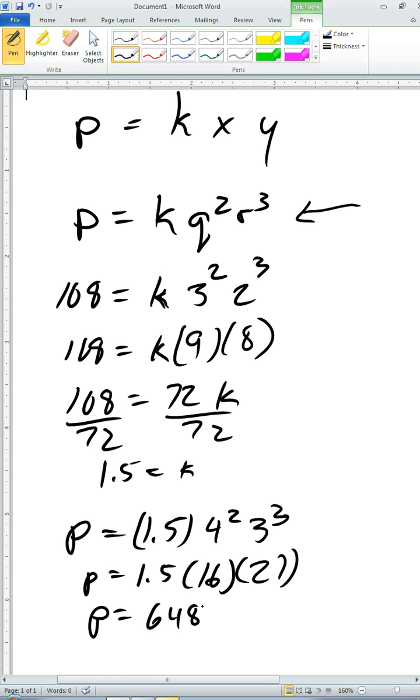I also want to make sure I'm correct here, multiplying 24 times 27. Yeah, 648. That's what I thought. I also want to look at an inverse one and then a combined one too with all that.